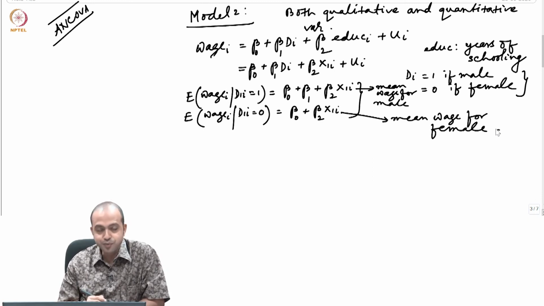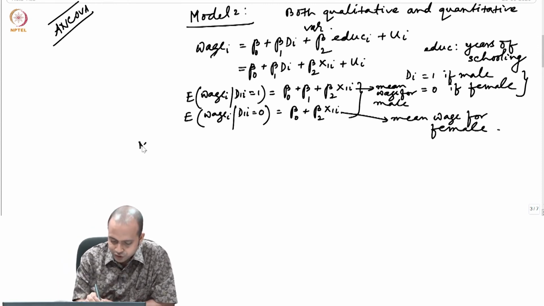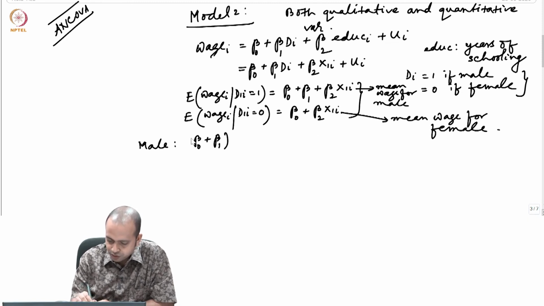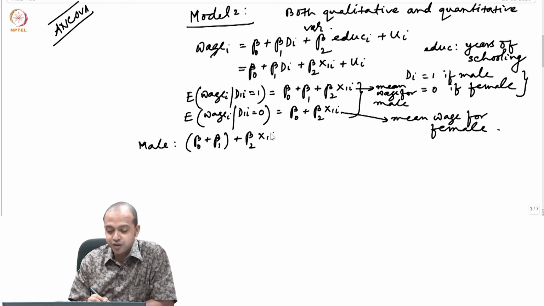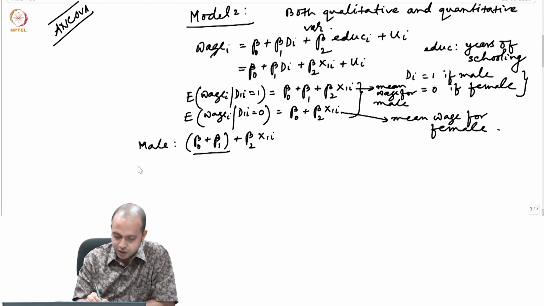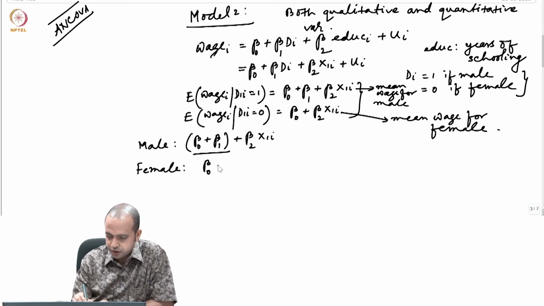That is the question. So, from the wage function of the male category, what we see is that the male category's wage function is beta 0 plus beta 1, I am putting both these terms into a bracket, plus beta 2 x1i. So, I can easily think that in the male wage function, this is going to be the intercept and beta 2 is basically the slope. So, beta 0 plus beta 1 is the intercept for the male's wage function, and for the female category it is beta 0 plus beta 2 x1i.